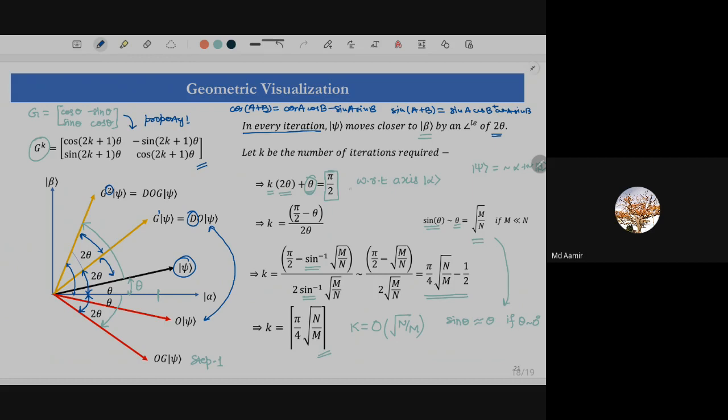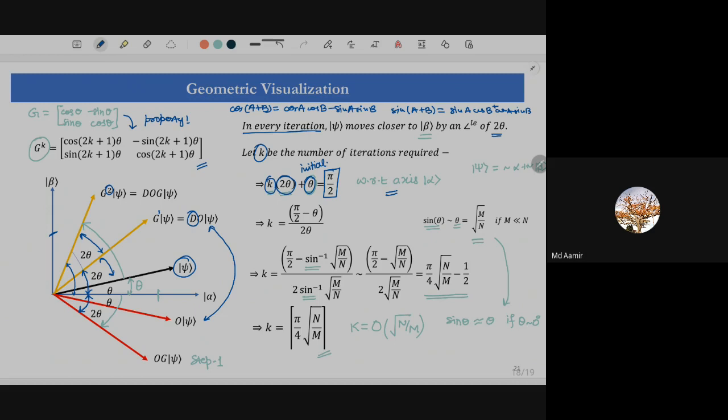So let's say we require k number of iterations to reach the beta. So we have this k times 2 theta increment for every iteration, and theta is some initial angle of psi. And we want the total angle to be pi by 2, because if we take the initial angle into account, then we finally have to reach closer to pi by 2. And all these things are with respect to axis alpha. So if we simplify these things, we'll get pi by 2 minus theta, divided by 2 theta.